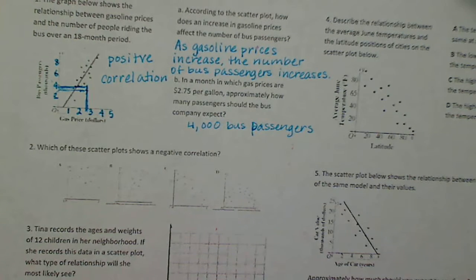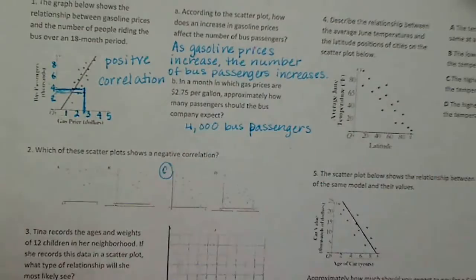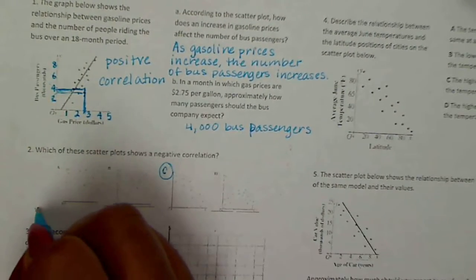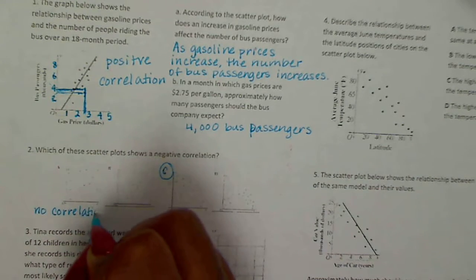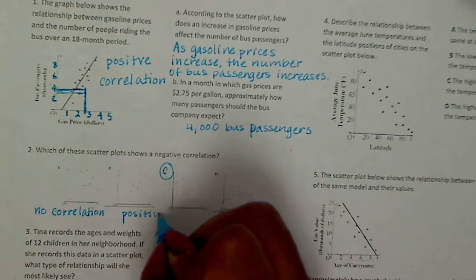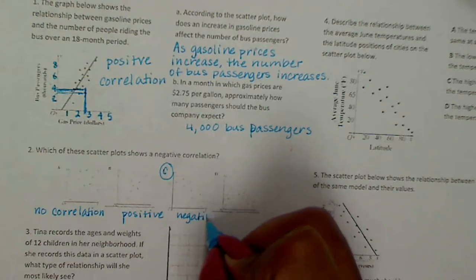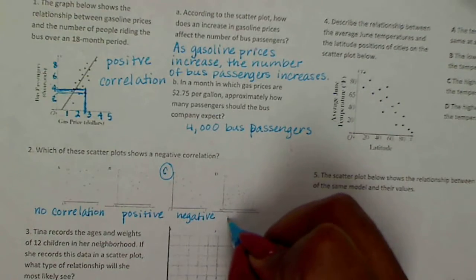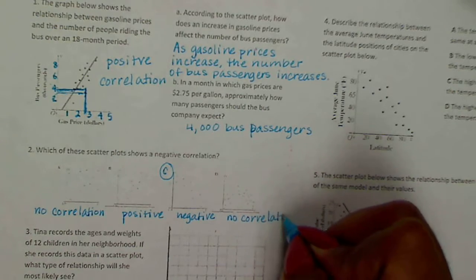Okay, bye. Which one do you think it is, Gabby? I think it's a 2. You're right. This is negative correlation. It's C. What is A? Oh, no correlation. Yeah, that's no correlation. What is B? Positive, right. This is negative. And what is D? No correlation. Even though it looks like a rainbow and it's cute, it's still no correlation.